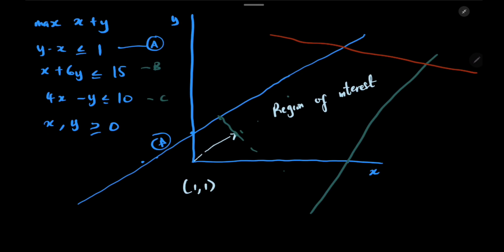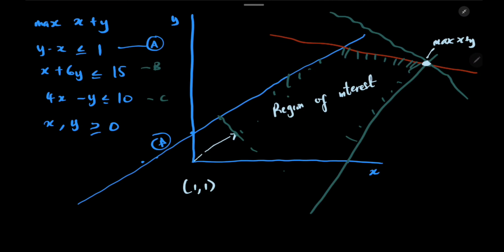The point that maximizes your objective function is the last point where that perpendicular line touches the area of interest. In this case, this is the area of interest. So we should have a line that touches it at this point. So this point right here becomes the max of x plus y.